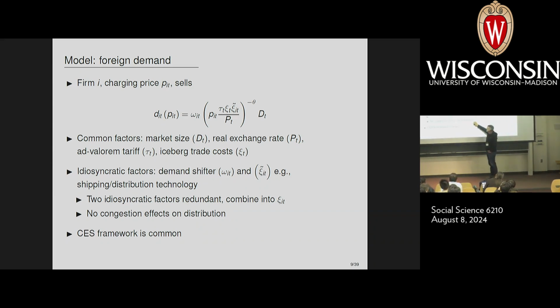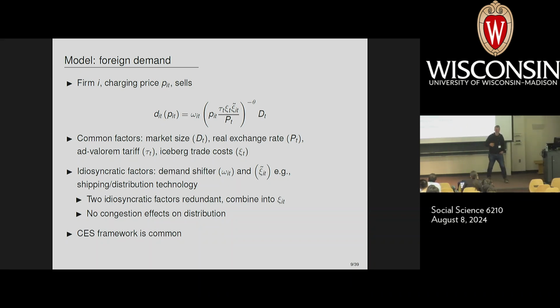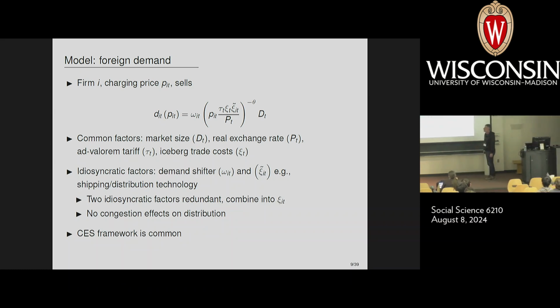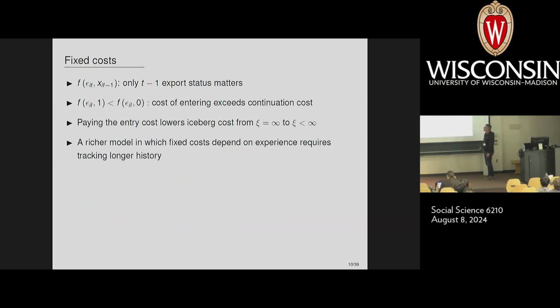An interesting thing, particularly if you were alive two years ago or three years ago: congestion, right? Thinking about port congestion, what happened in 2021 and 2022. I'm going to abstract from it, but this is interesting stuff people are thinking about now using models like this. All right, so that's demand.